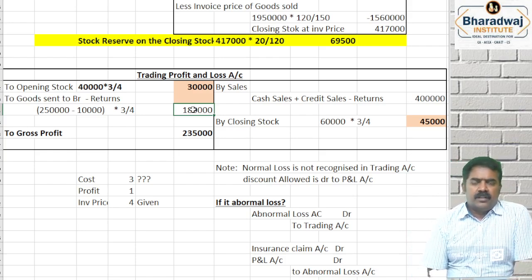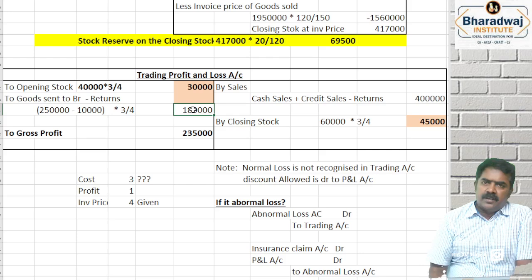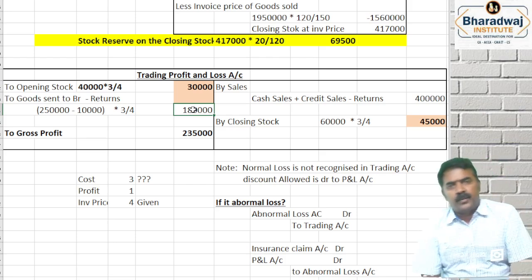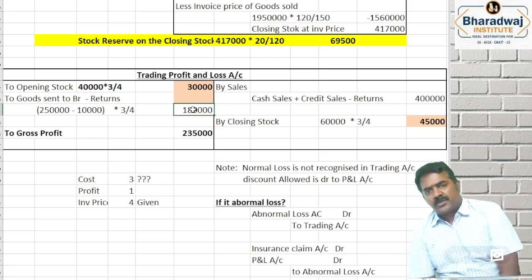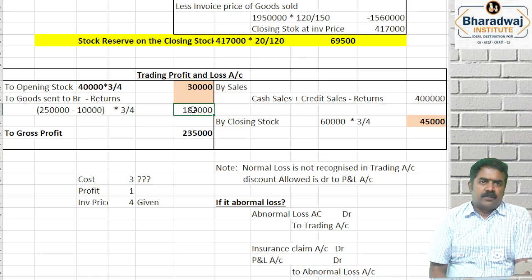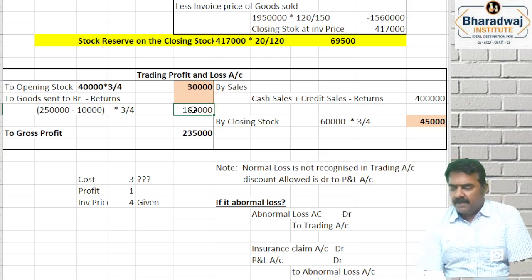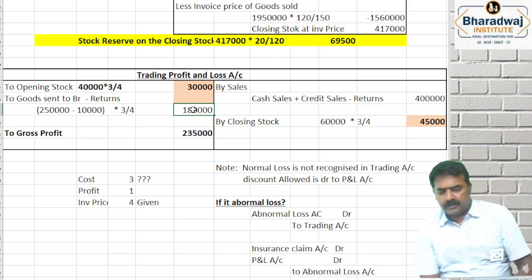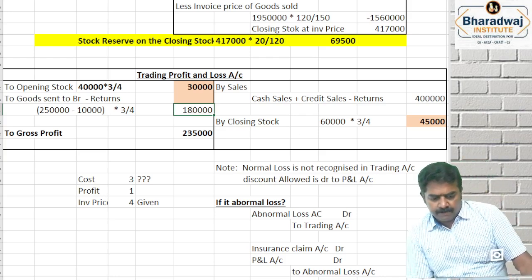So all these are about dependent branches. In case of independent branch, head office and branch will maintain separate books of accounts. Then journal entries can be passed by head office or branch depending upon the transactions. We'll see. 2 minutes.